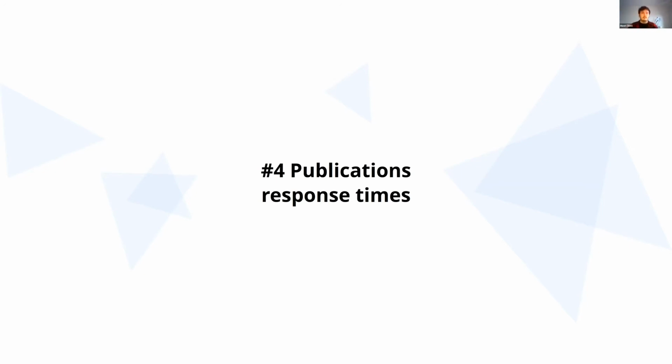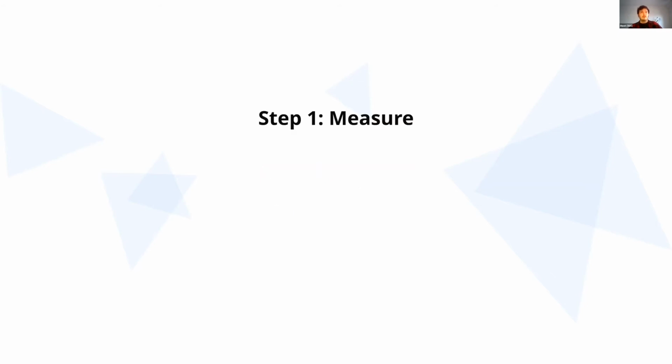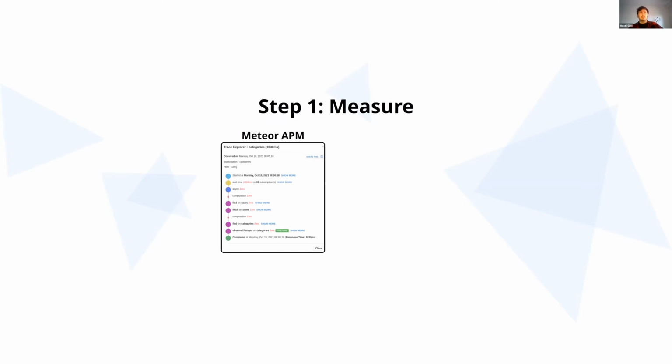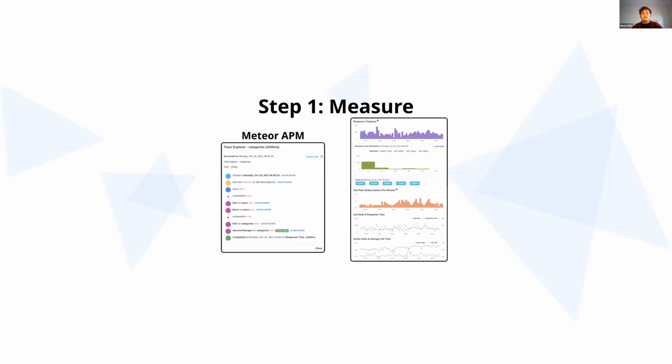So we have the publications response times. Again, we can use the Meteor APM in here. These traces are extremely similar, because those are also composed of waiting time, some computation time, some database operations maybe, and all of those details. But the charts, maybe that's something that could be improved in the APM itself, are slightly less detailed.